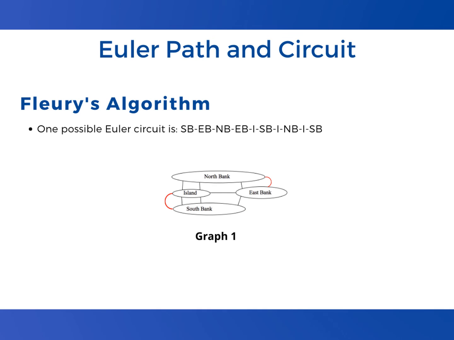Applying Fleury's algorithm on graph 1, we find that one possible circuit goes from SB to EB, NB, EB, I, SB, I, NB, I, and lastly SB.